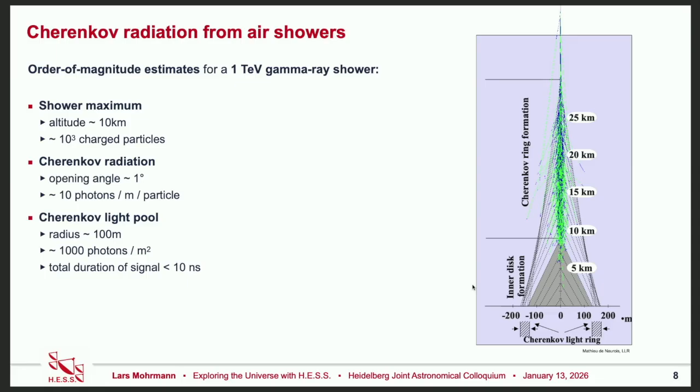That's shown here, and just to give you some order of magnitude numbers: for a 1 TeV gamma ray shower, this will have its shower maximum at an altitude of maybe 10 kilometers or so, and you have about 1,000 charged particles in that shower. And they emit Cherenkov radiation, which is strongly beamed forward, so the opening angle is about a degree or so, and you get something like 10 photons per meter of travel path and particle. And so that Cherenkov light then eventually reaches the ground and makes a light pool with a radius of about 100 meters or so, and you get a density of around 1,000 photons per square meter. So that's what you then have to collect and detect. And the total integrated duration of the signal is pretty short because the shower develops very fast. So this is of the order of less than 10 nanoseconds or so.